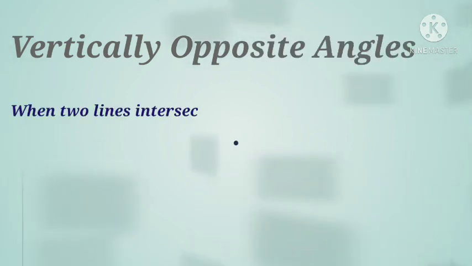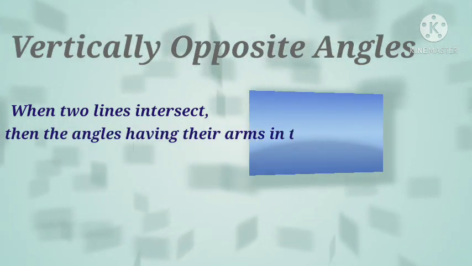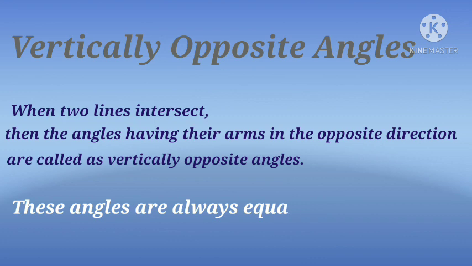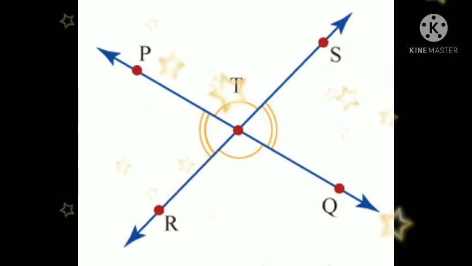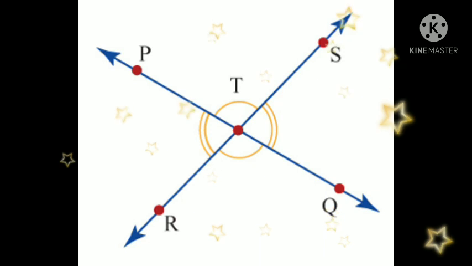When two lines intersect, then the angles having their arms in the opposite direction are called vertically opposite angles, and these angles are always equal. Let's understand the concept of vertically opposite angles with the help of this diagram.